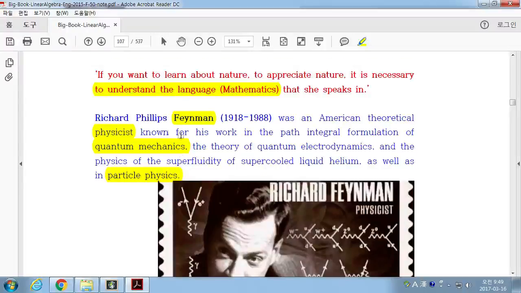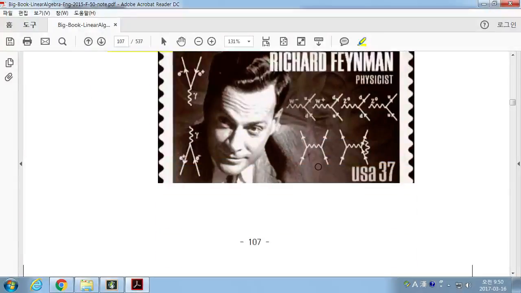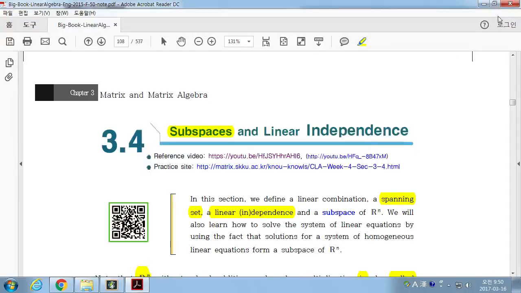Yeah, you know the physicist Feynman, and he said this: if you want to learn about nature, to appreciate nature, then you need to understand the language that she speaks in, which is mathematics. Okay, I think that's the end of section 3.3. Any questions?